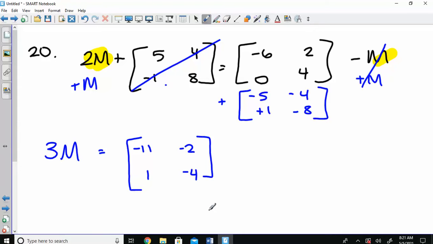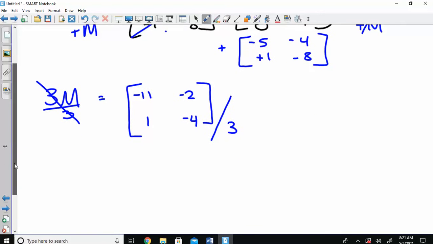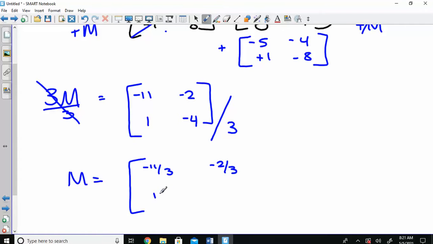And then, how do I get m by itself? Divide by 3. So to divide a matrix by 3, you divide every single number in there by 3. So that's negative 11 thirds, negative 2 thirds, positive 1 third, and negative 4 thirds.